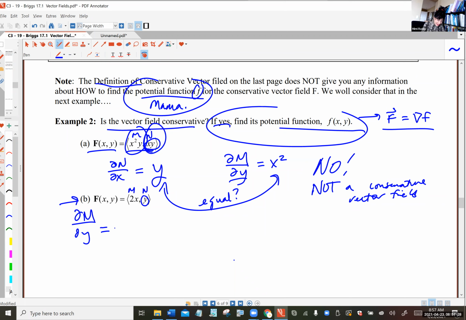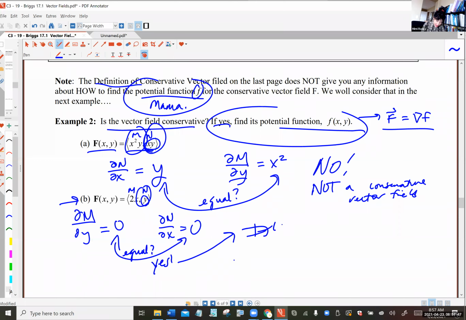What is dn/dx? Here's n, it's equal to y. What's the derivative of y with respect to x? 0. Are these equal? Yep. What does that mean?